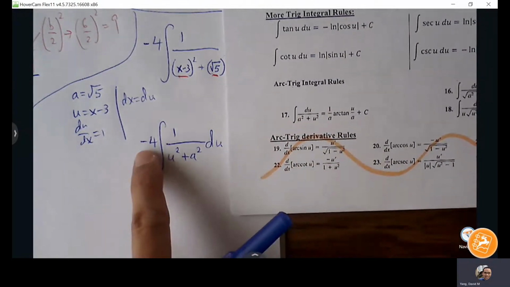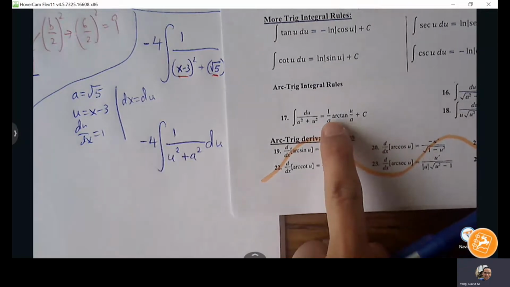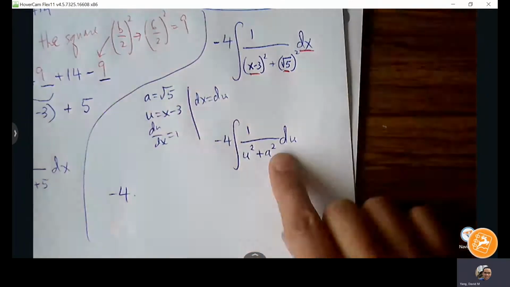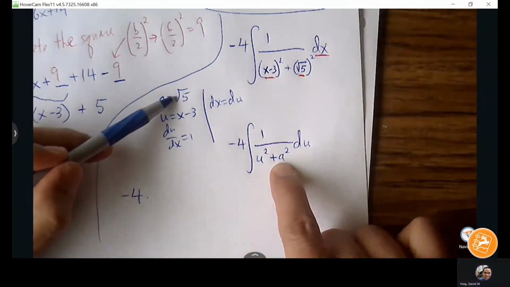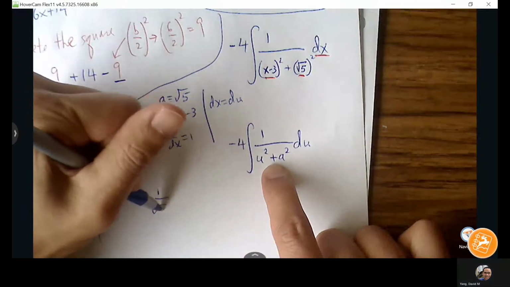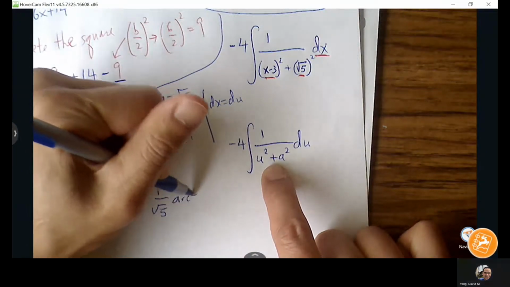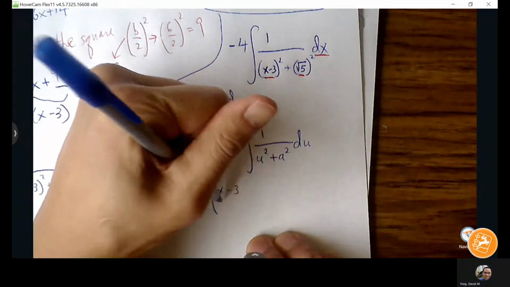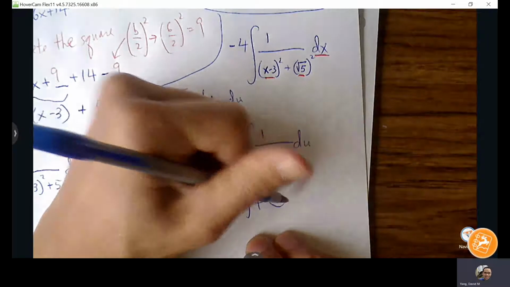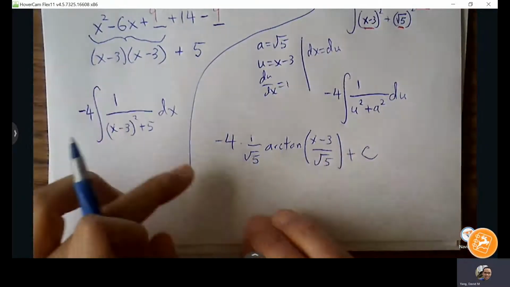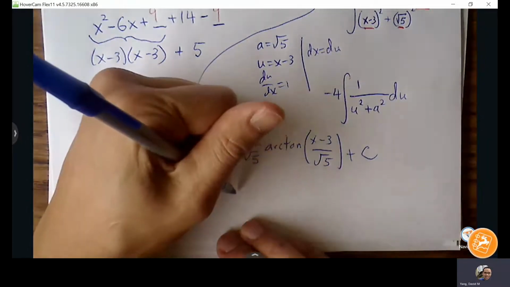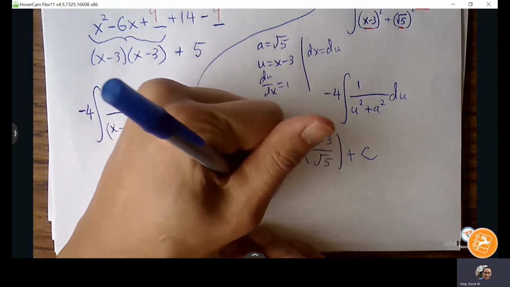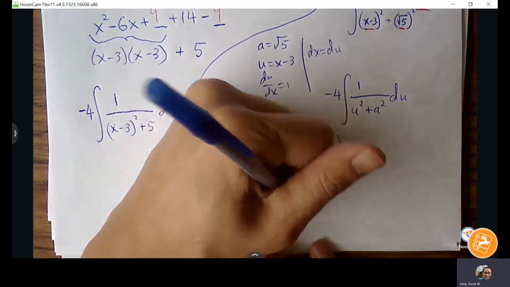The coefficient -4 will have to stay in our answer, but then we have 1 over a, the arctangent of u over a, plus c. Okay, 1 over a, there's my a value. Arctangent of u over a. Okay, this is perfectly fine. If you want to clean the coefficient up a little bit, you can leave radicals in the denominator, okay? No need to rationalize any denominator.